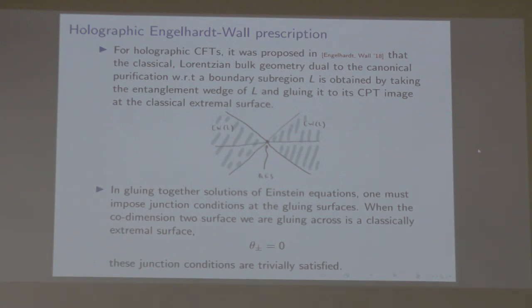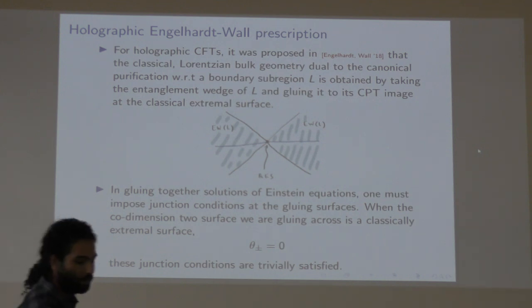Now, when this quantum extremal surface is actually classically extremal, which is to say that it extremizes the area, another way of saying that is that the expansions of the null geodesic congruences in the two directions are zero, then Engelhardt and Wall show that these junction conditions are trivially satisfied.